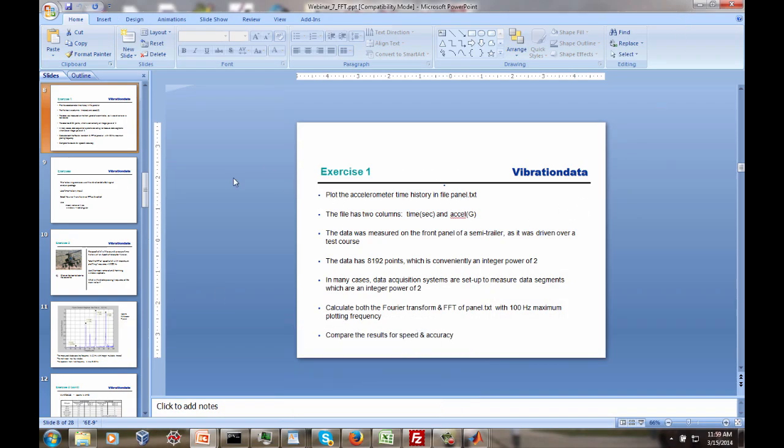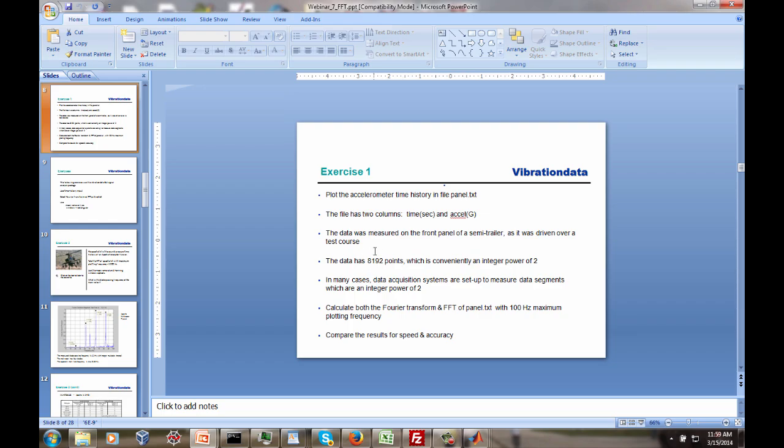We've got a file called panel.txt. It's got 2 columns, time in seconds and acceleration in g. It was measured on the front panel of a semi-trailer as it was driven over a test course at a proving ground. The data has exactly 2 to the nth power points, and it comes out to 8,192 points. Conveniently, an integer power of 2.